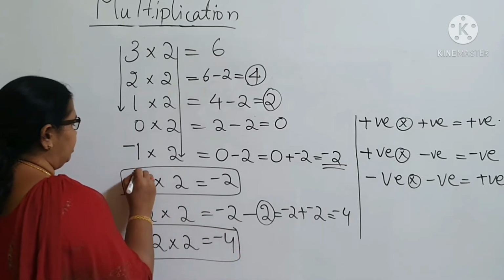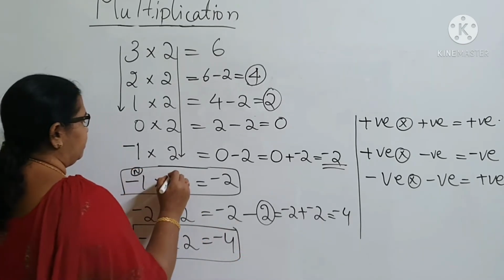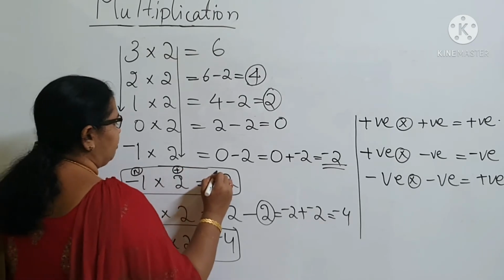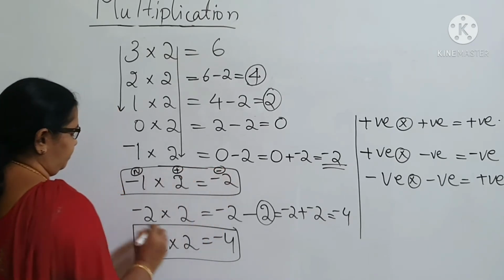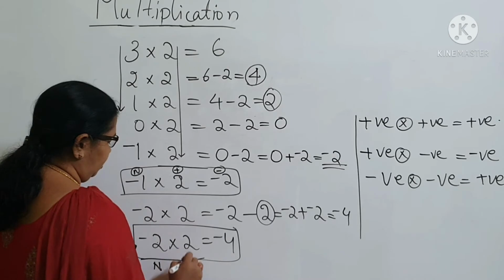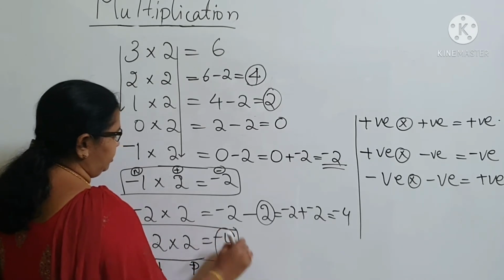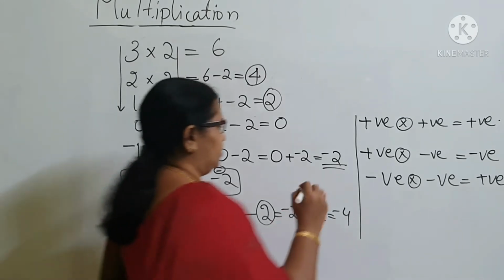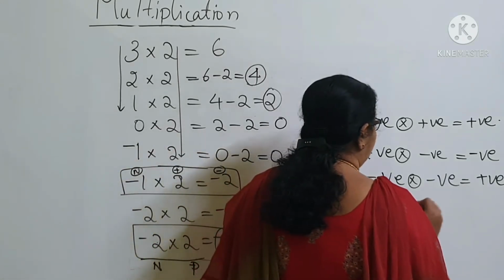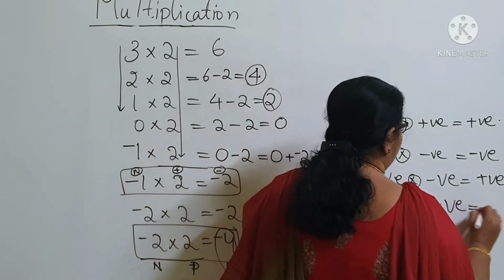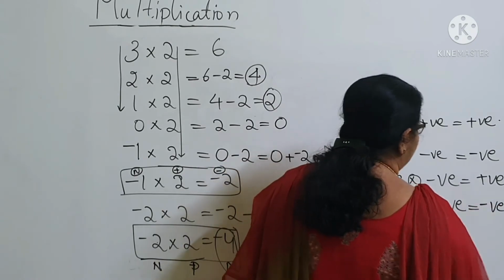So this is negative, this is negative, this is positive, and the product is negative. Here this is negative, 2 is positive, the product is negative. So we can say positive integer into negative integer is equal to a negative.